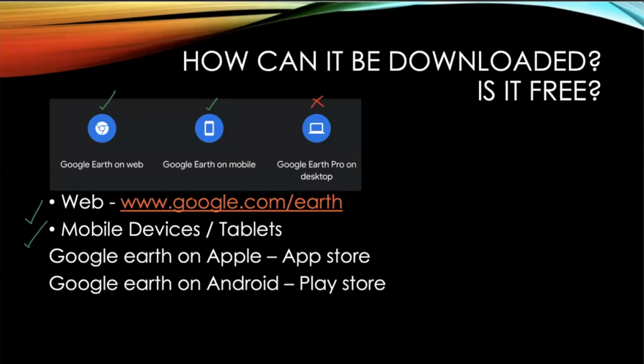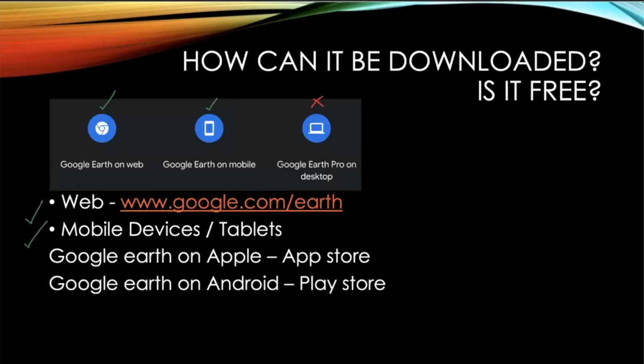So how can it be downloaded? And most importantly, is it free? It can be downloaded on web or mobile devices or tablets. For mobile devices and tablets, we can use the App Store and download it there. On Android, we can find it in the Play Store and download it. We can also use the web by going to www.google.com/earth. Is it free? As you can see, those that are checked are free, but Google Earth Pro on desktop is not free. So I recommend using Google Earth on web and Google Earth on mobile.